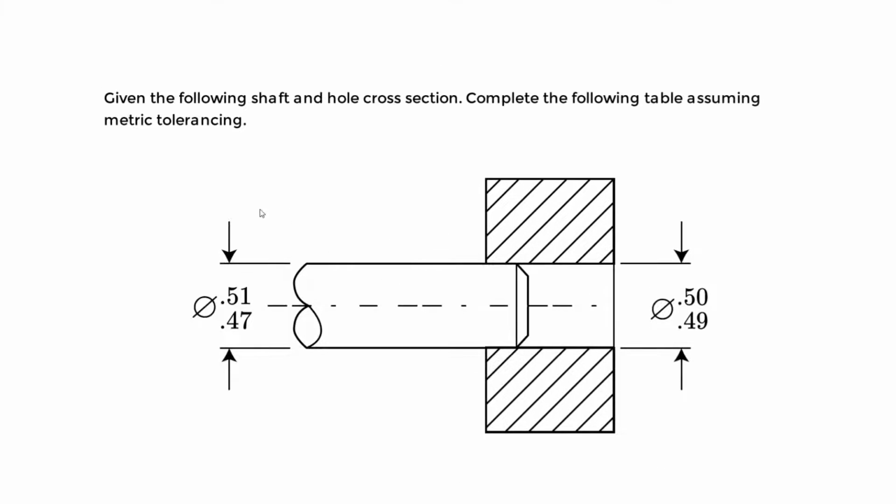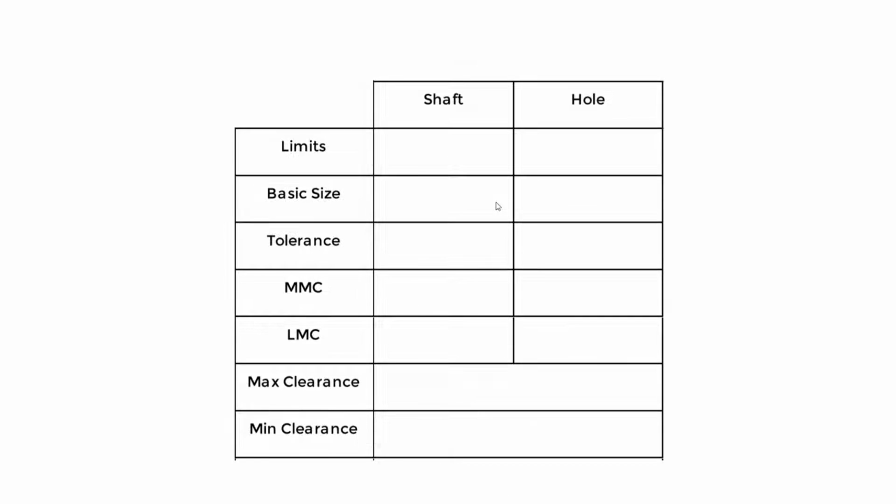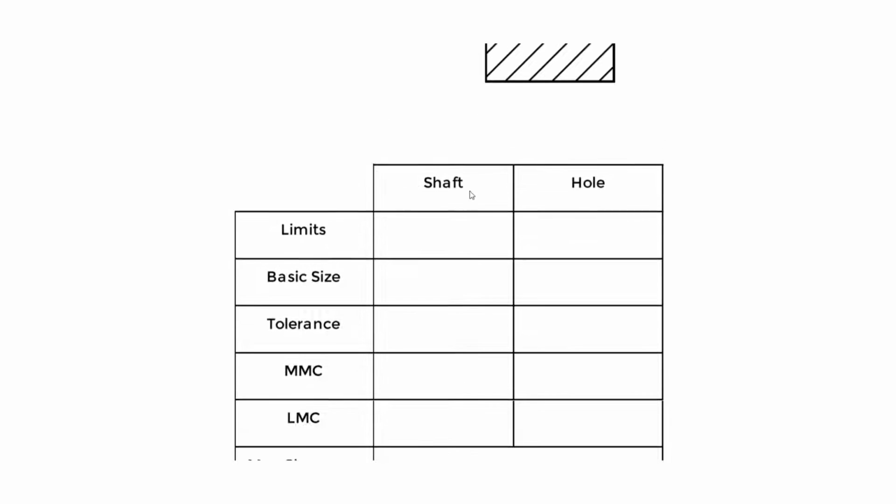But for this example, we know we're focused on this figure here, and we're told given the following shaft and hole cross section, complete the following table assuming metric tolerancing. And we know here the table is down here, and this is what we're going to complete.